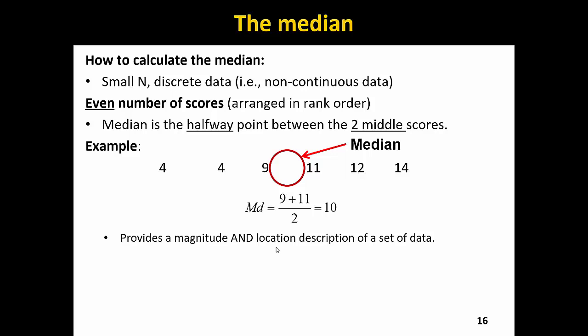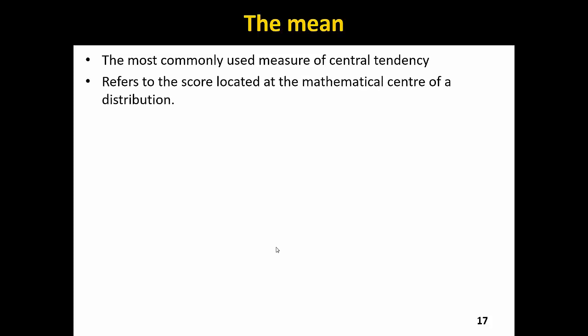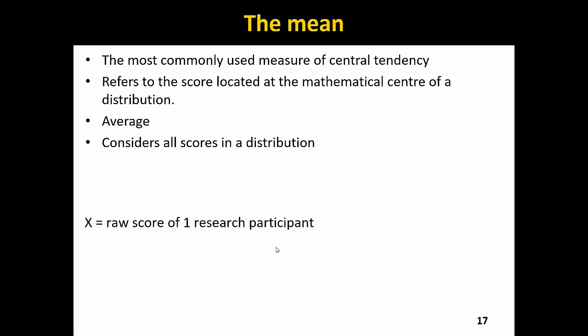Now, moving on to arguably the most commonly used measure of central tendency, the average or the mean. It's very commonly used, not just in research, but in everyday life. This refers to the score located at the mathematical center of a distribution. This is a little bit different than the median, where the median is a physical location at the center, whereas the mean is a mathematical center of a distribution, also referred to as the average. And so the mean does take into consideration all of the scores in a distribution.